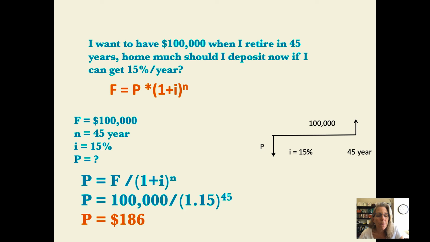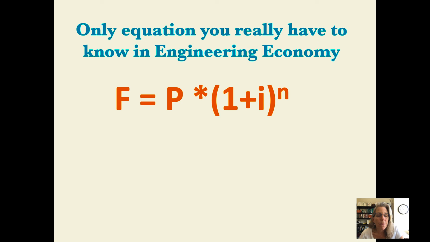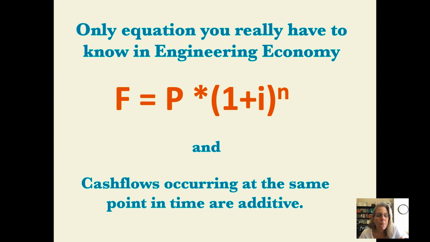I do a little bit of algebra here, and I get that if I put in $186 and I earn 15% a year, I will have $100,000 in 45 years. So I hope that helps you to see that really the only equation you need in engineering economy is this equation. But you also need to understand that cash flows that occur at the same period of time are additive. And that's another concept that's important in engineering economy.